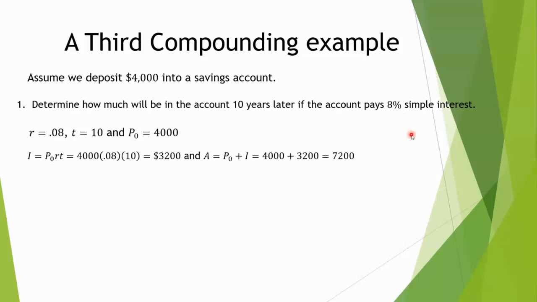Okay, so let's use our formulas. Notice this is simple interest. We're not compounding yet, although we will soon. So we have R, the APR, annual percent rate, is 0.08. We have T is 10, P naught is 4,000. Since it's simple interest, the total interest we can calculate easily, and we get $3,200.